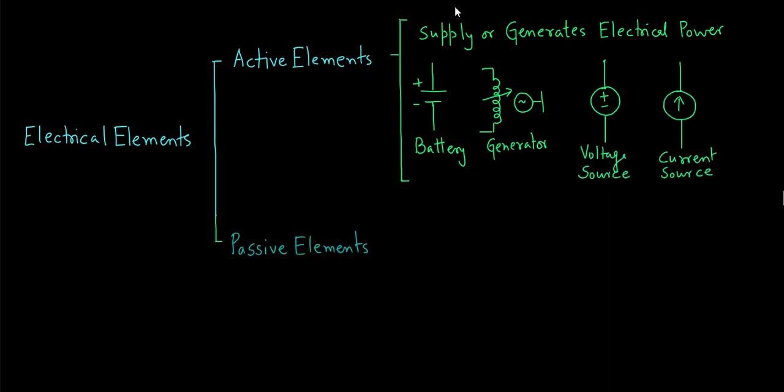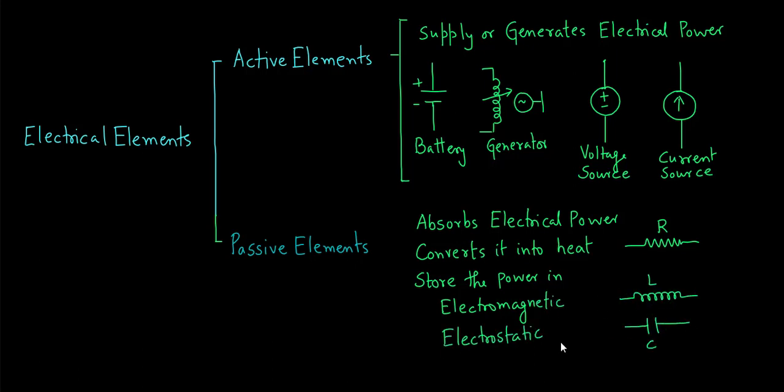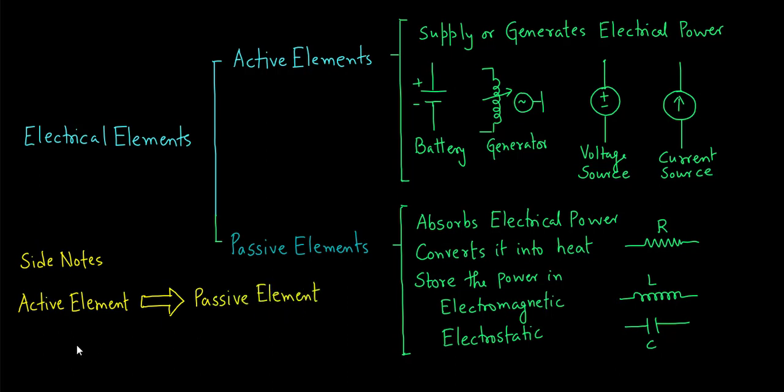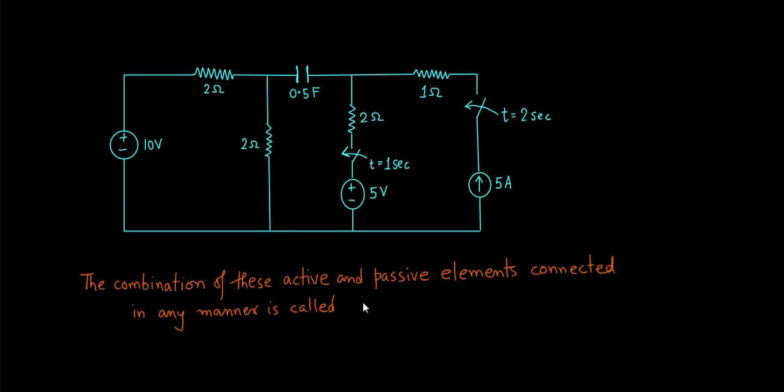Passive elements are those which absorb electrical power and can convert it into heat, as happens in a resistor, or can store energy in electromagnetic form or electrostatic form, which happens in the case of inductors and capacitors respectively. Side note: depending on the placement of the element and condition of the circuit, an active element can sometimes behave as a passive element. That is, instead of supplying power, these elements absorb power. This happens when you charge your cell phone or your inverter battery. The combination of these active and passive elements connected in any manner is called an electrical network.